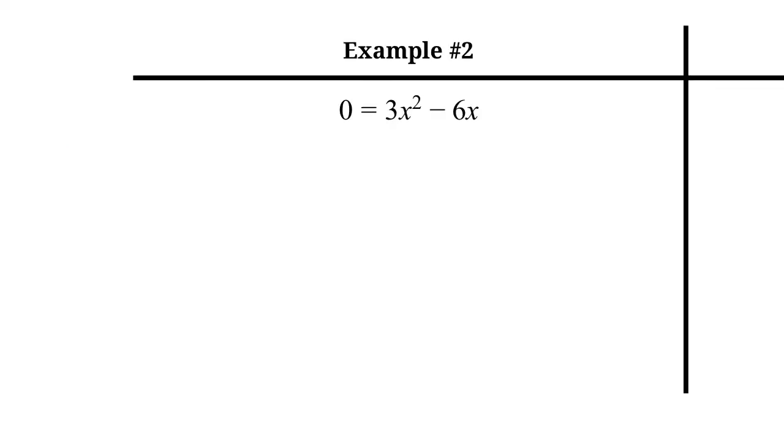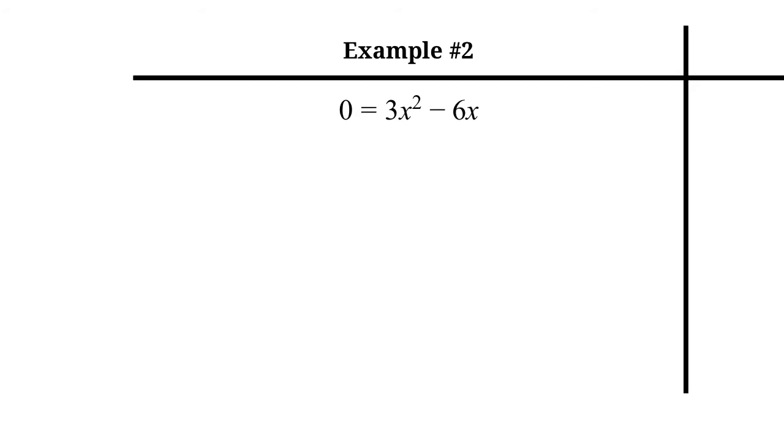Now that we know how to identify common factors, let's actually try to factor a quadratic equation. So here's our first example. We've got 0 equals 3x squared minus 6x. Now, one thing you want to take note of, in order to factor a quadratic equation, your equation always has to be set equal to 0.